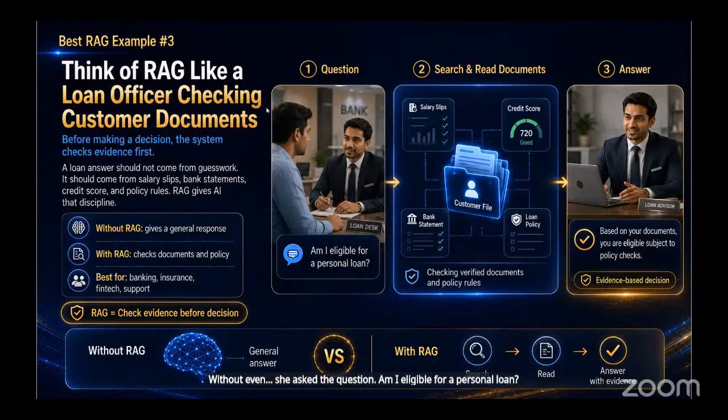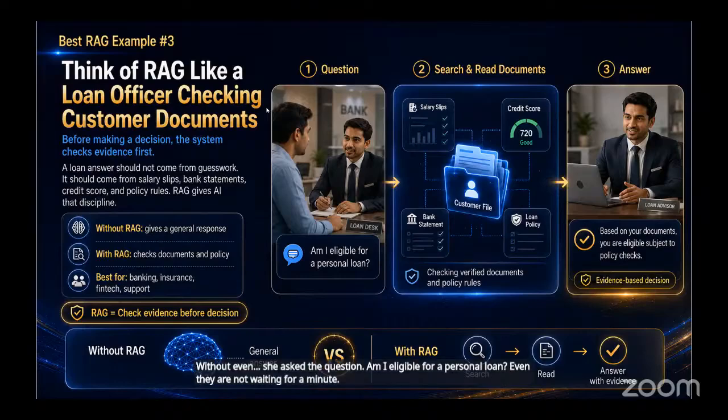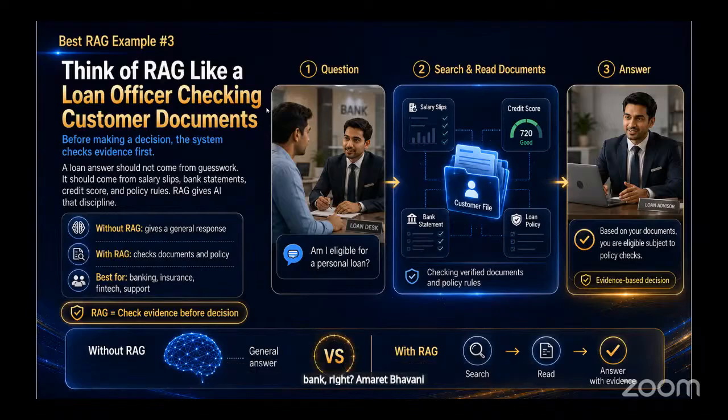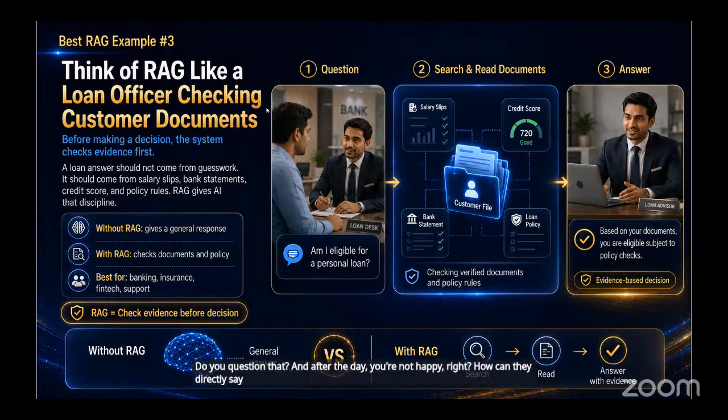They are not waiting even a minute, they have not checked any document; directly on her face they said that you are not eligible for a loan. At the end of the day, Bhavani is not going to be happy with the bank, right? Am I right, Bhavani? How can they directly say that I'm not eligible for a loan?